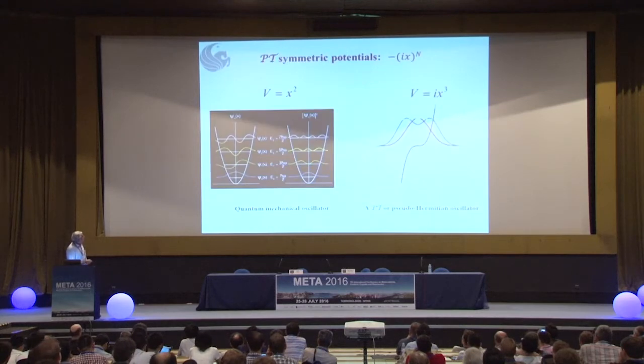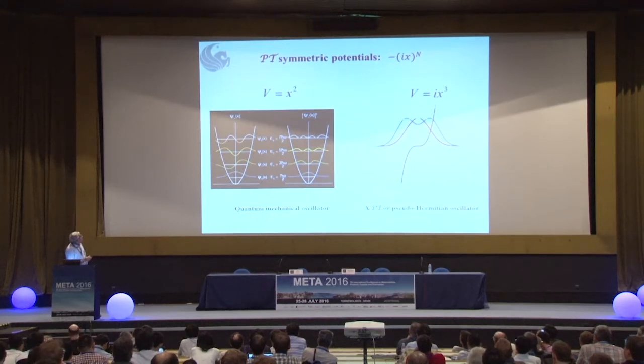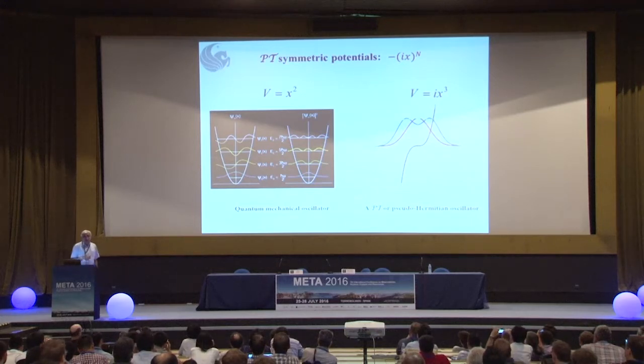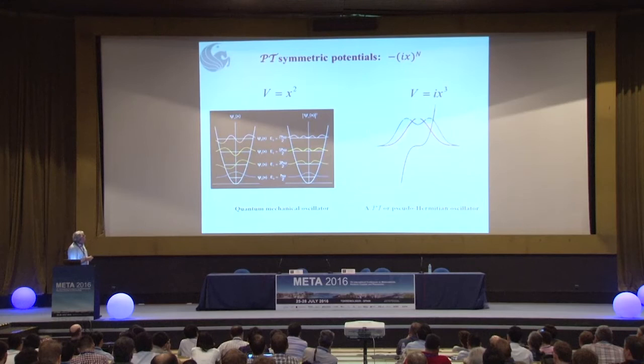So let's consider a simple example. Let's consider the potential ix raised to some power n. It takes only a few minutes to show that this potential is parity time symmetric. In other words, it obeys the simple relation we just presented. If by any chance n is 2, all you get is your familiar parabolic potential that characterizes the quantum harmonic oscillator. What are the eigenfunctions over here?